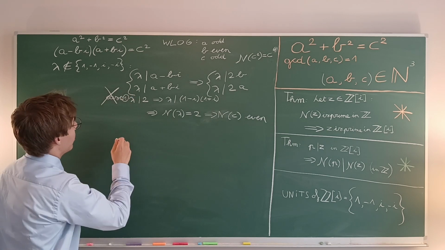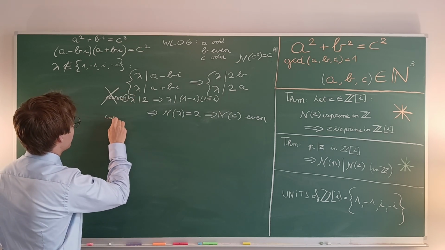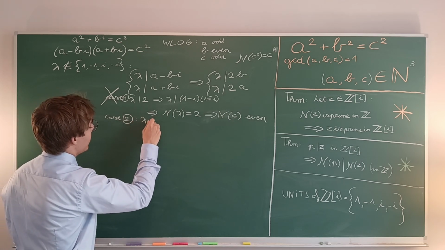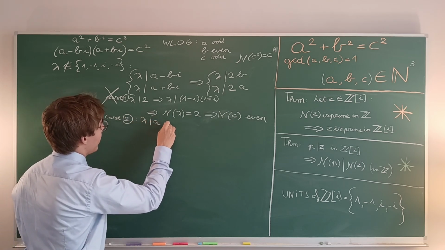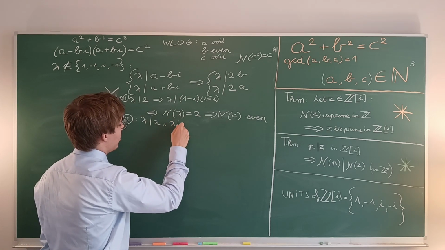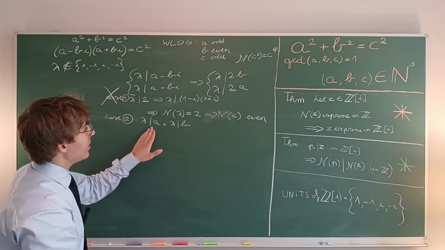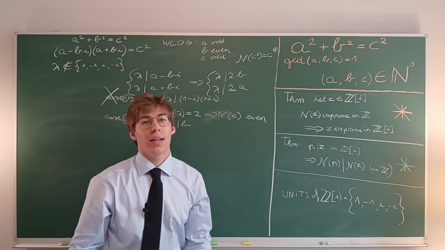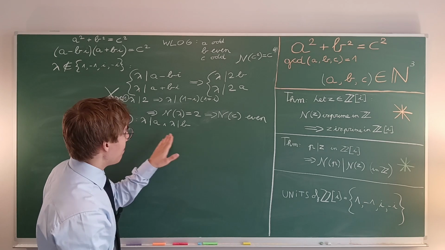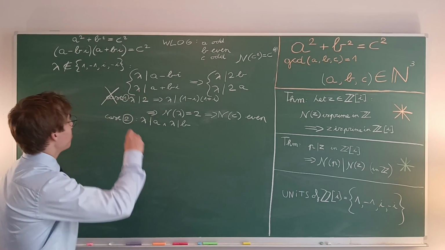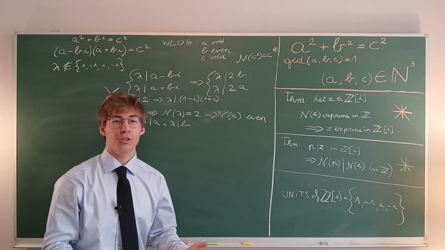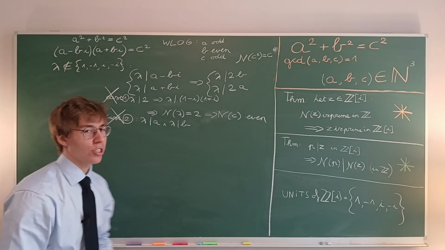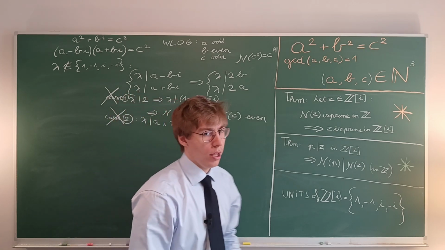Case 1. Now case 2 would be that lambda divides a and lambda divides b. But since a and b are co-prime in the integers, that means that a and b are also co-prime in the Gaussian integers. So this possibility is also not true. Now this means that a minus bi and a plus bi are actually co-prime. And now think about this.